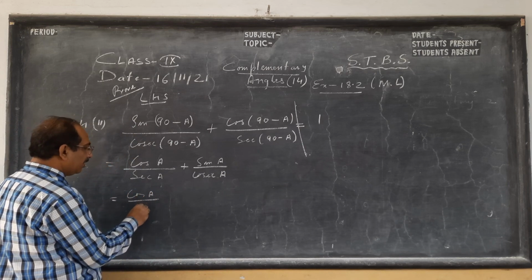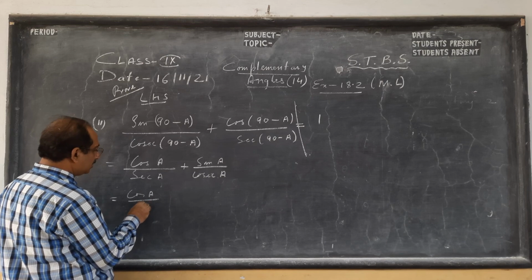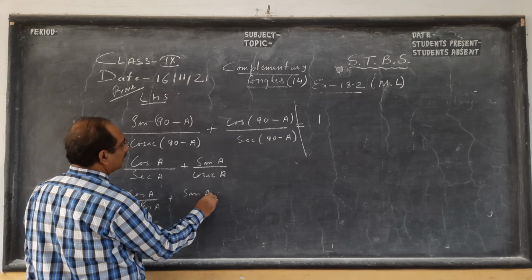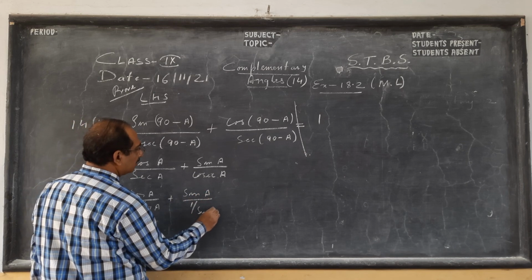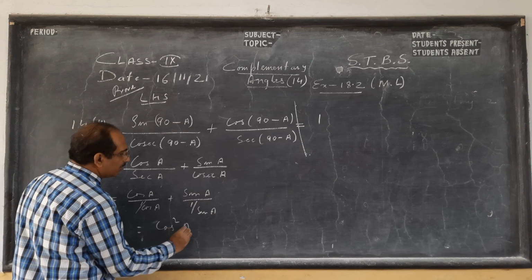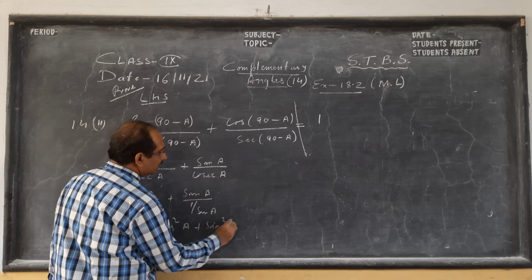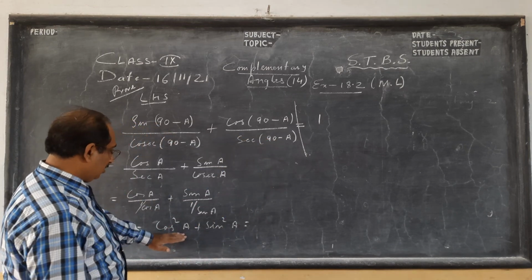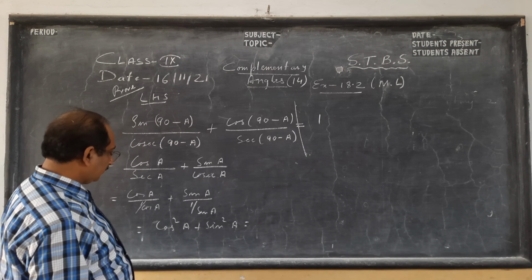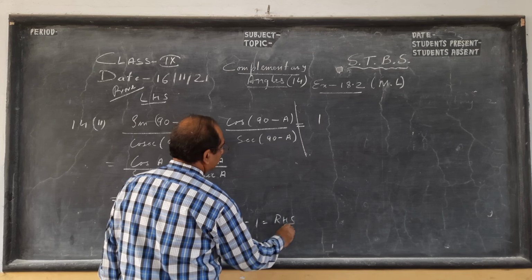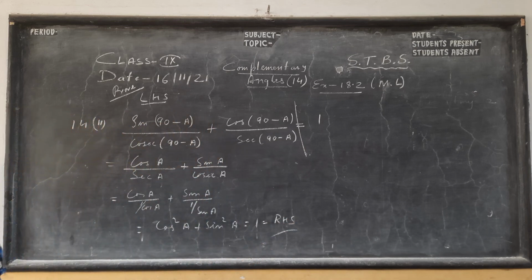Now we know the reciprocal relationship: cos A, sec A, children, is 1 by cos A. And cosec A is 1 by sin A. So the denominator becomes the numerator. This will become cos square A, and this will become sin square A, which we know, as I had written here, sin square theta plus cos square theta is 1, which is RHS. So kindly pause the video and copy, then we move on to the last sum.